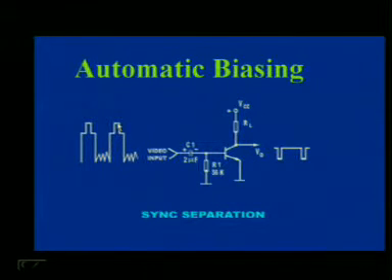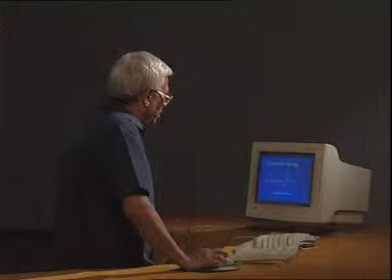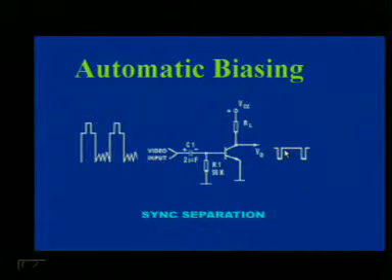Till the sync level is available, the base of the transistor is in the cutoff region. As soon as the sync pulse level comes, the base and emitter go forward biased and the transistor comes into conduction, and accordingly the sync pulse is taken out. If you see here again, the biasing has been given to the collector, but there is no biasing for the base, and the base is automatically biased by sync pulses.